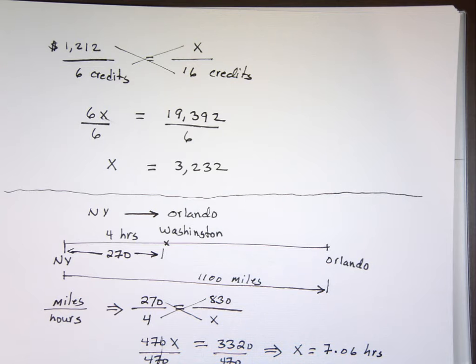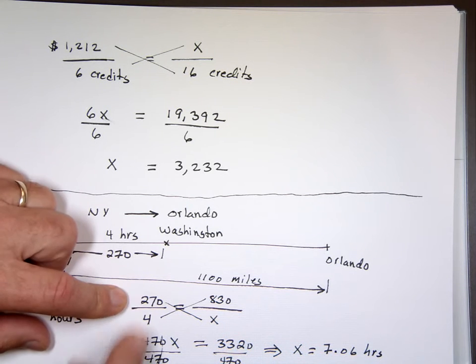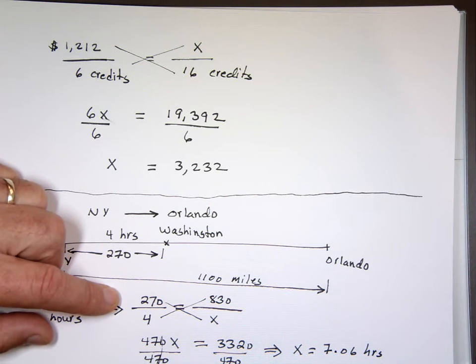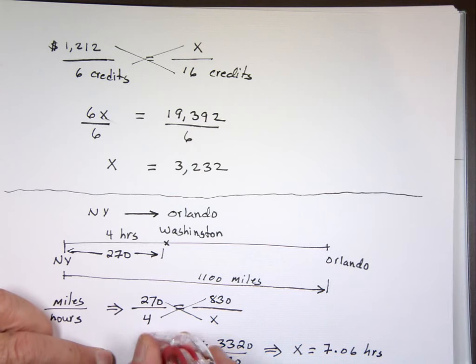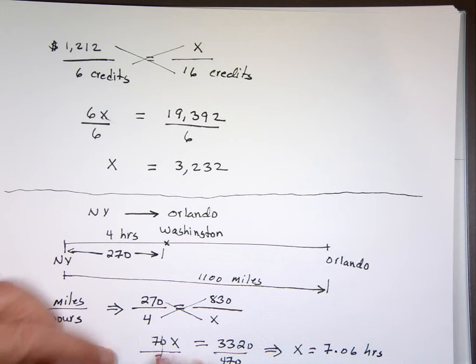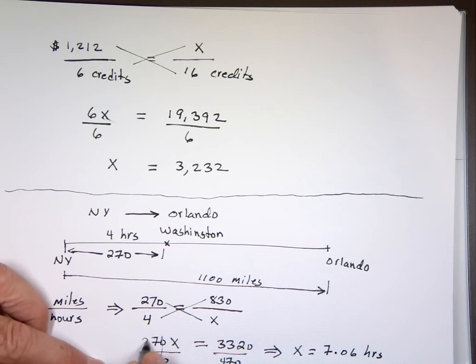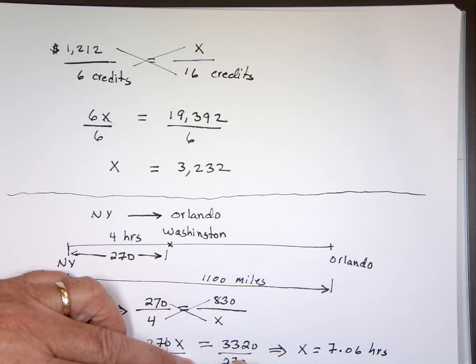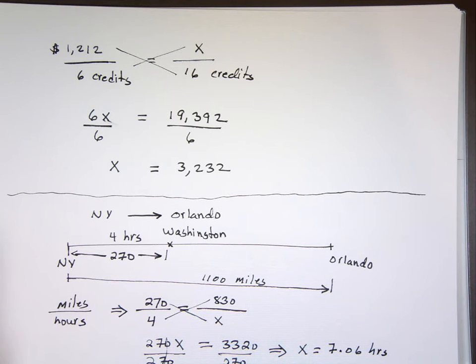Oh, wait a minute. What is it? That's 270, not 470. What's 270 times x? Isn't that 270? I don't know where I got the 470. Nobody spotted that, huh? Divide by 270. I know it's 8 a.m. Too early? Divided by 270. That's better. 12.3 hours.